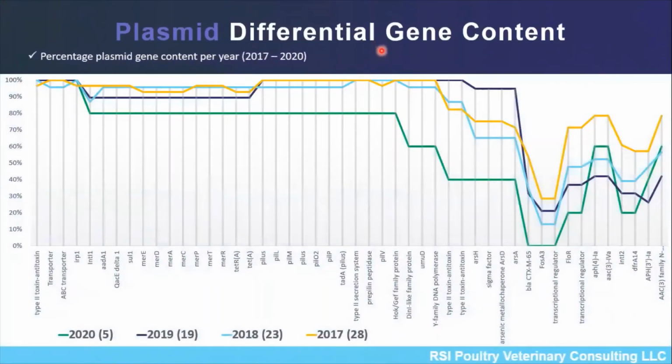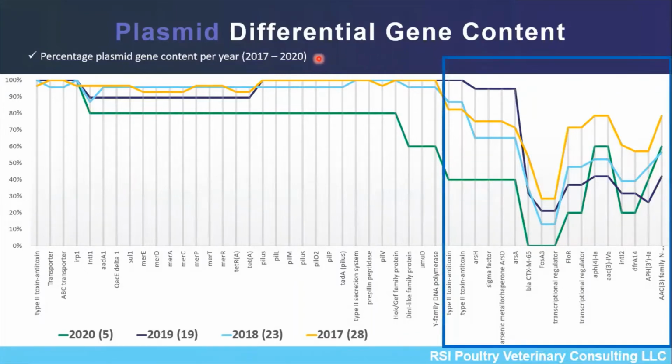If we take a look at those genes that were present in less than 86% of the Salmonella Infantis isolates over the years between 2017 and 2020, we notice that there is a tendency to a reduced frequency of isolates containing genes that provide resistance to arsenicals, beta-lactam antibiotics, fosfomycin, chloramphenicol, trimethoprim, and some aminoglycosides.